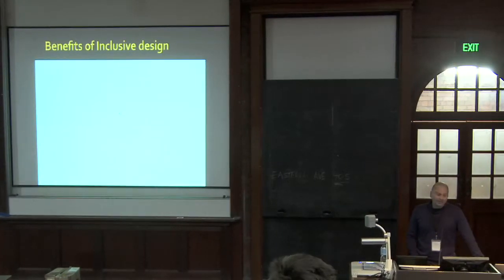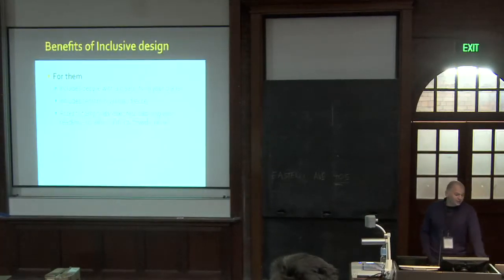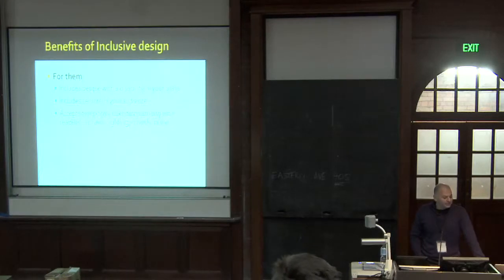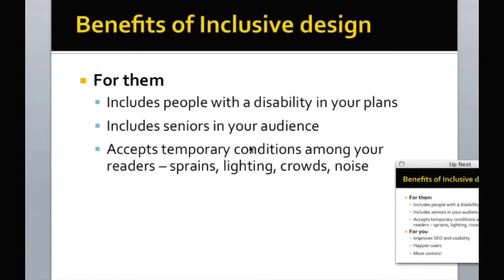So I'd like to talk about some of the benefits of inclusive design. For your audience, it means you've decided to include people with a disability in your plans. For them, it means you've included seniors in your audience. The largest number of people who do have disabilities tend to be in the seniors. Obviously, you get a bit older, you get slower, your eyesight starts to fail. I brought my glasses because I can't see any of you up there.